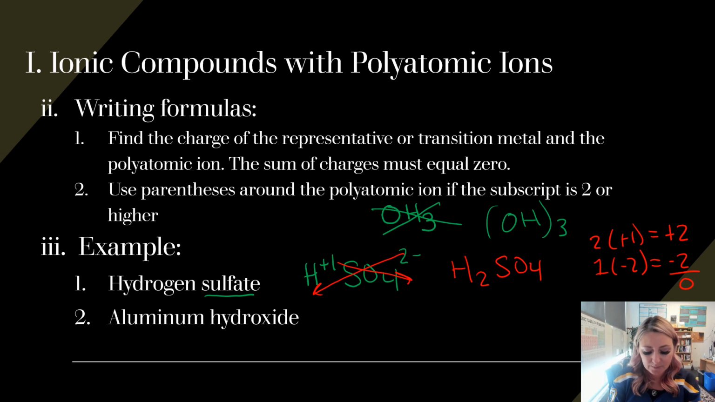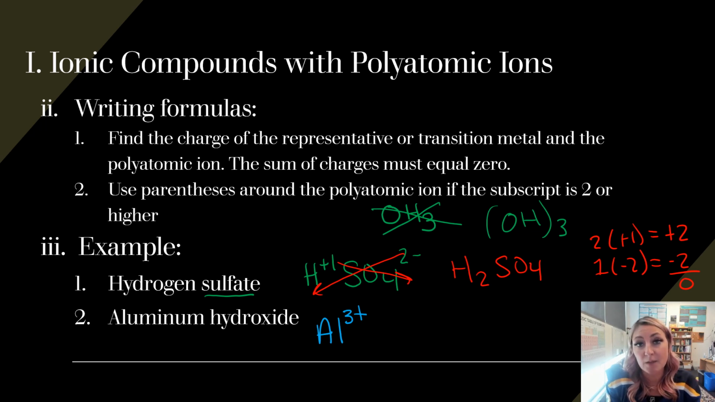All right, next example is aluminum hydroxide. Aluminum is a metal. It is a representative metal. So notice that we don't see the charge in Roman numerals, or else we know it's a transition metal. So aluminum has a 3+ charge. Looking at my periodic table, it's group 3A.